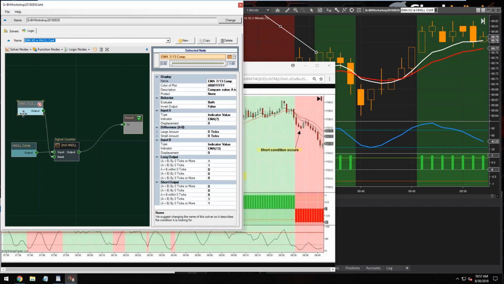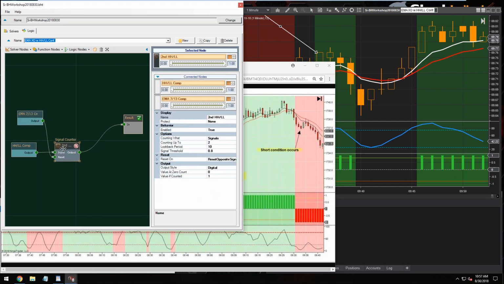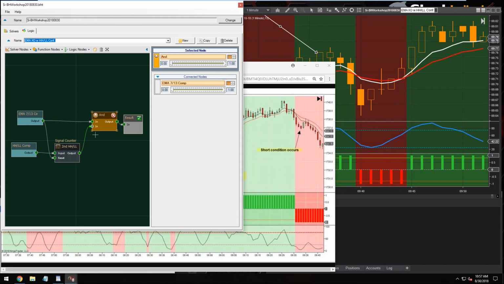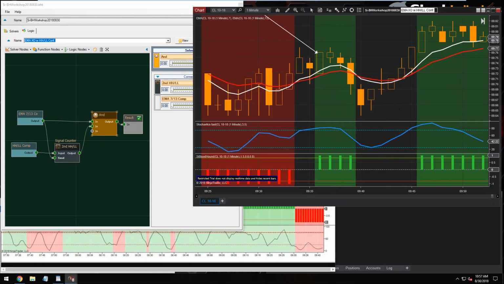Right, so this is our EMAs being crossed up or crossed down, and then this signal counter, you know, this is finding condition 2 and 3, right? Condition 2 and 3. So now we can take an AND node, connect that in, and then connect our signal counter in, and we should be most of the way there, except for our stochastics.